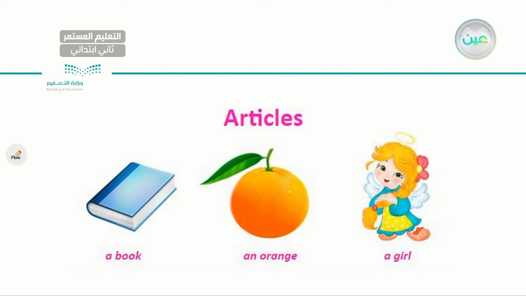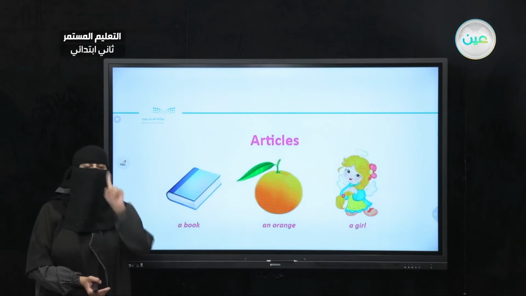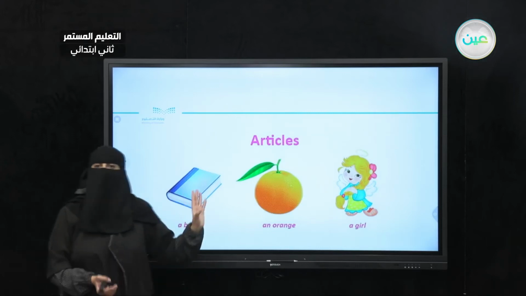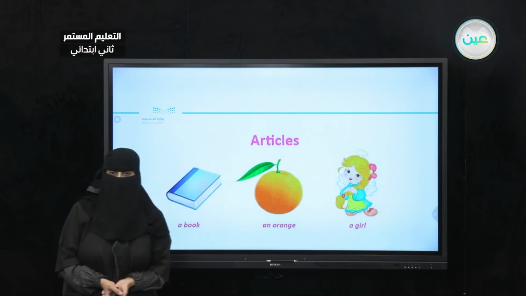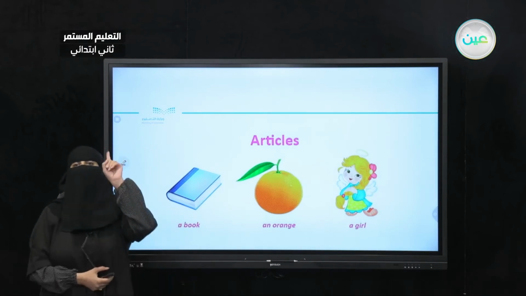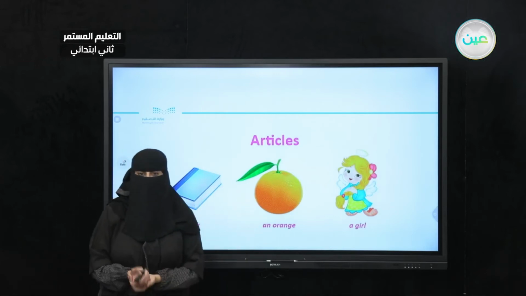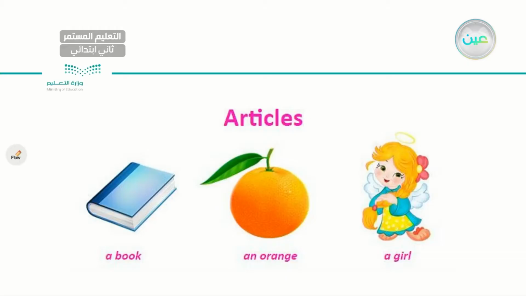If I ask you, my dear student, how many items can you see? How many books can you see? I can see one, a singular, one book, right? Okay, how many oranges can you see, my dear student? I can see one orange. How many girls can you see? I can see one. So all we have here are singular.